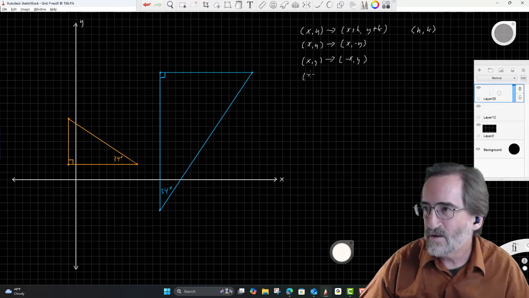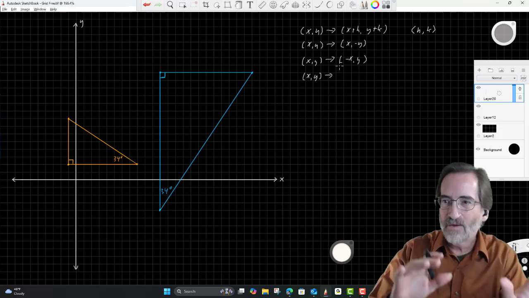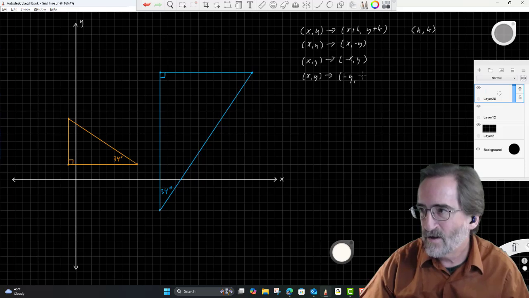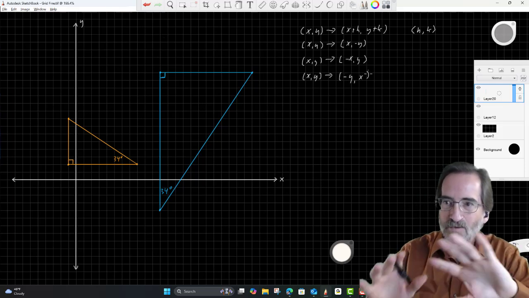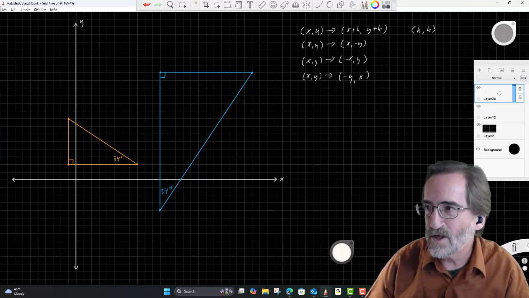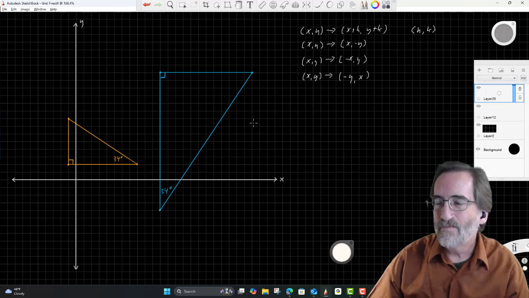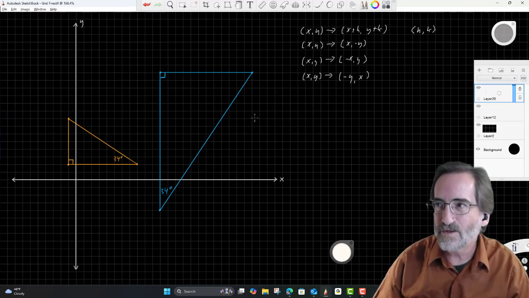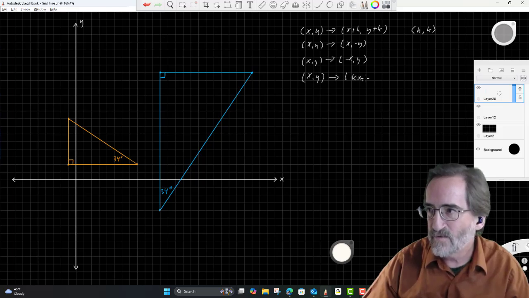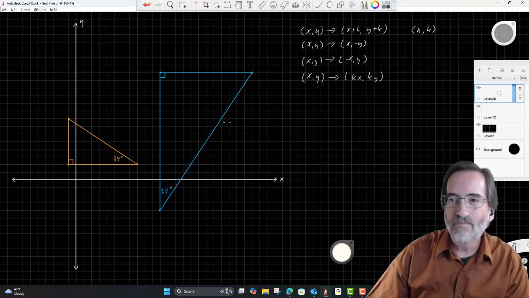You can rotate 90 degrees clockwise or counterclockwise. (x, y) becomes (y, negative x) or (negative y, x). To think about that a little bit, x and y switch places, and one coordinate changes sign, (negative y, x). Okay, and so forth and so on. So we have all these rules that we've learned, and we're going to add to this list dilation, which is (x, y) becomes (kx, ky), right?